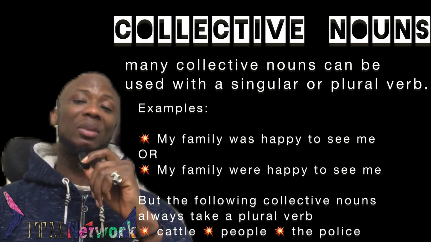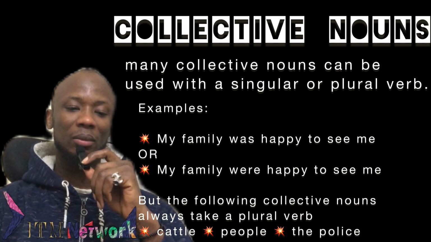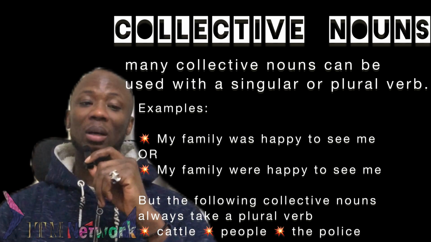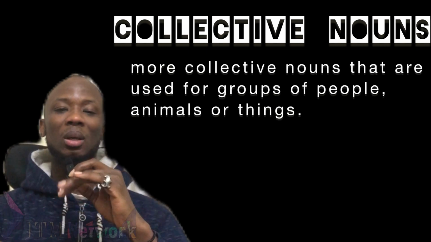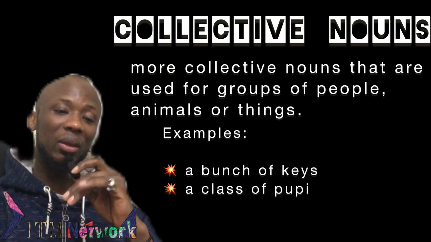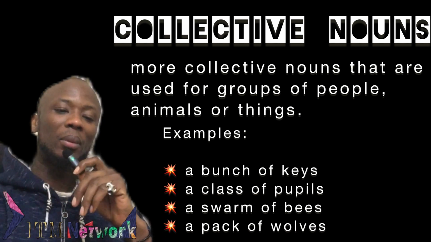But the following collective nouns always take a plural verb, like cattle, people, the police. They always take a plural verb. There are some collective nouns that are used for groups of people, animals, places, or things. A brood of chickens, a school of fish, and many more.